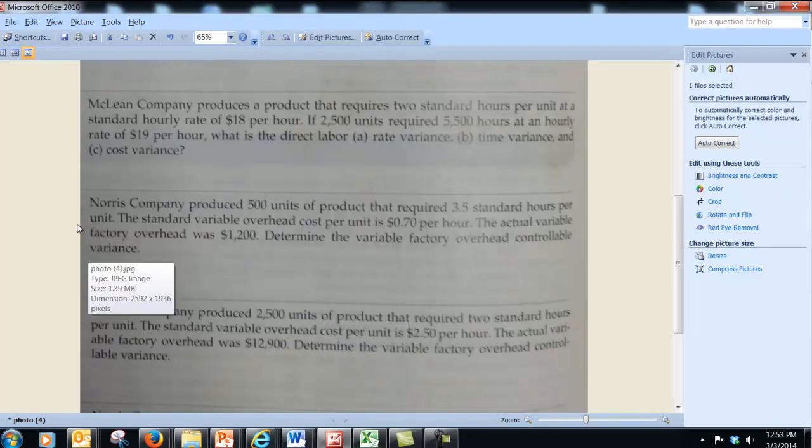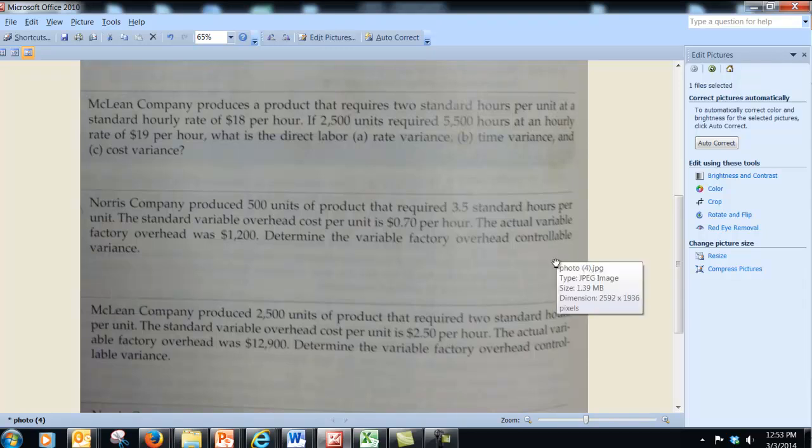Okay, so let's take a look at this one right here. Norris Company produced 500 units of product that require 3.5 standard hours per unit. The standard variable overhead cost per unit is $70 per hour. The actual variable factory overhead was $1,200. Determine the variable factory overhead controllable variance.